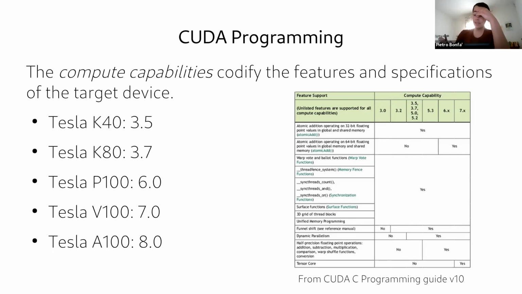This is summarized in the so-called compute capabilities. That's a number that you can find online, and it is a number that you will have to specify when building Quantum Espresso for GPUs. We will go through this during the hands-on.